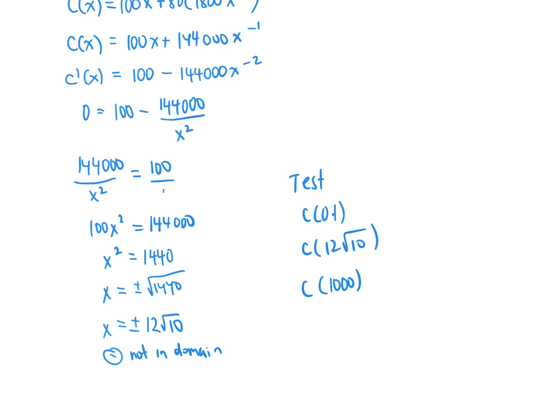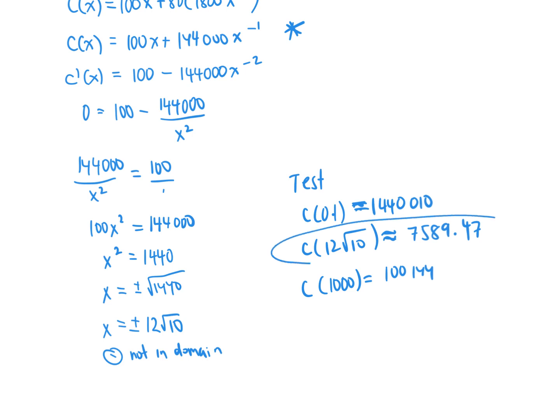So when I plug in 0.1 into my cost equation, I get 1,440,010. If I plug in my critical point, I get approximately 7,589.47. And then if I plug in 1,000, I get 100,144. I'm trying to minimize the cost here. So this is the winner, the critical point. So x is going to be 12 root 10, and that represented my width.